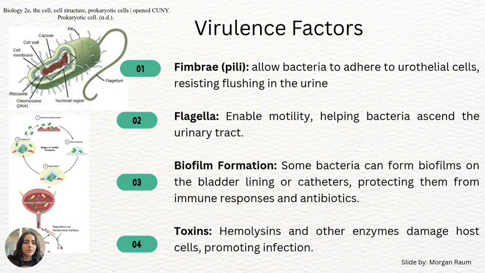The virulence factors are the fimbriae, allowing bacteria to adhere to urothelial cells and resist flushing in the urine, and the flagella, which enable motility, helping bacteria to ascend the urinary tract. They also cause biofilm formation. Some bacteria can form biofilms on the bladder lining and catheters, protecting them from immune responses and antibiotics. Toxins such as hemolysins and other enzymes damage host cells, promoting infection.